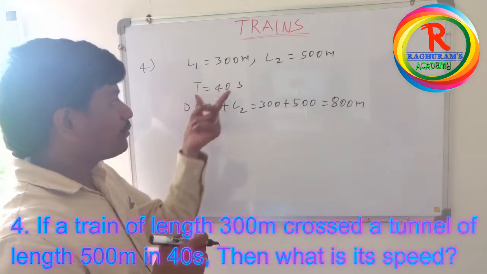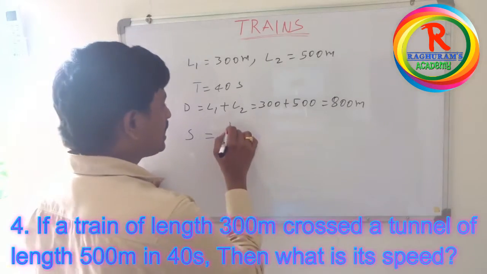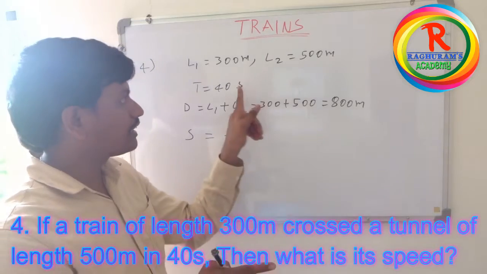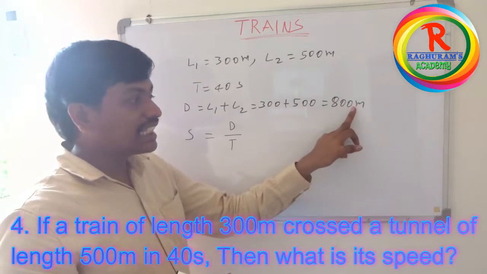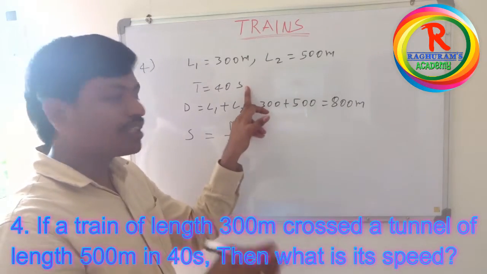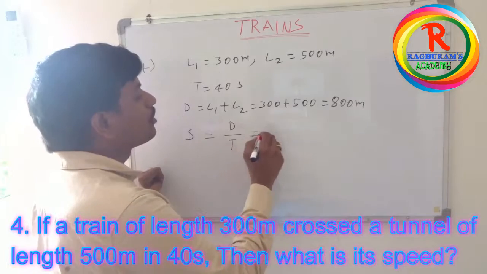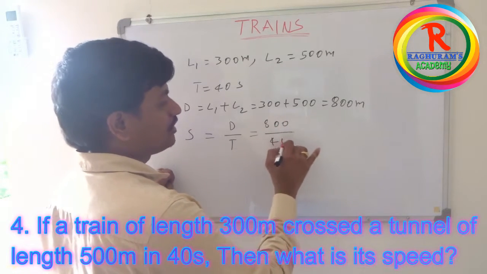And next, time is also given. What do we need to find? Speed. What is the speed formula? Distance by time. Distance is in meters and time is in seconds. No problem. We get meters per second. If the distance is in kilometers, the time must be in hours. Distance by time. Distance is 800 by time is 40.